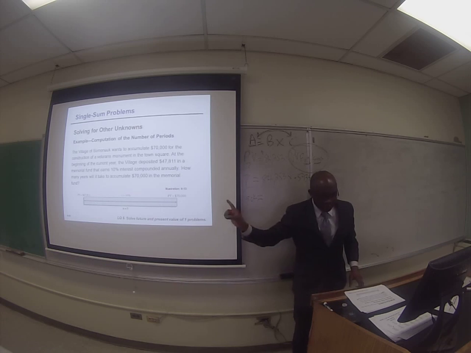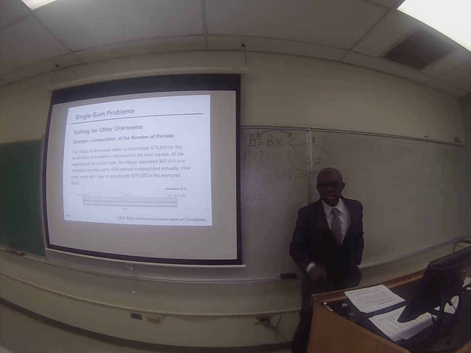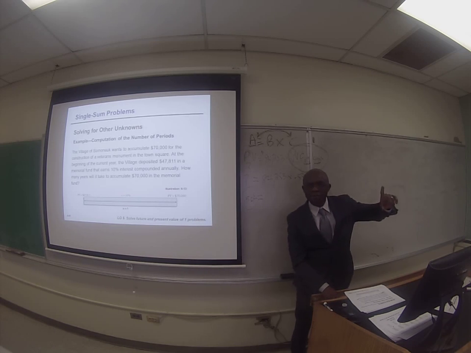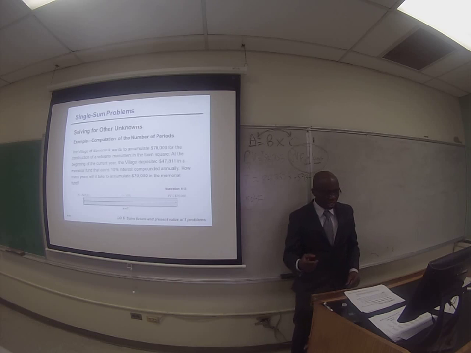The first illustration that we have here is solving for the number of periods. So let's take a look at the problem. This village wants to accumulate $70,000 for the construction of a monument. At the beginning of the current year, the village deposited $47,000 in a fund that earns 8% interest compounded annually. How many years will it take to accumulate $70,000 in the fund?